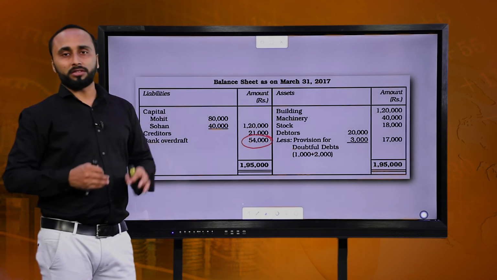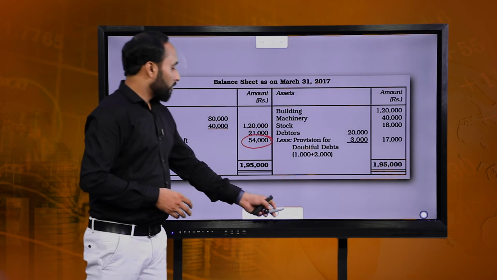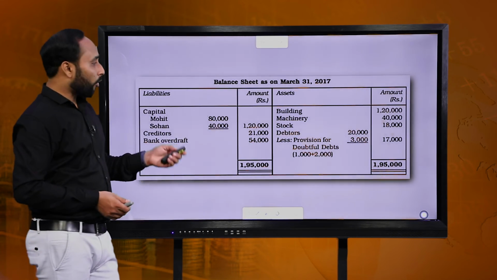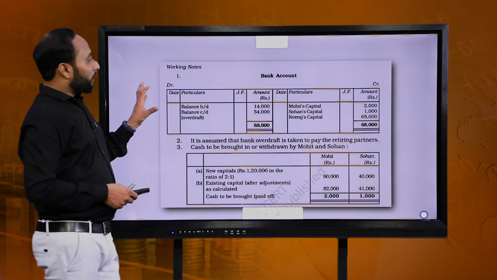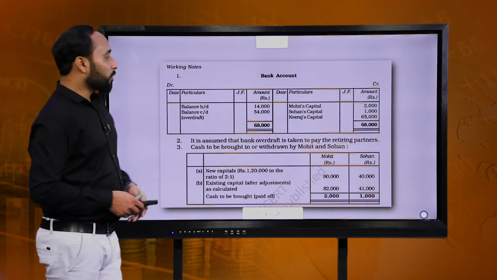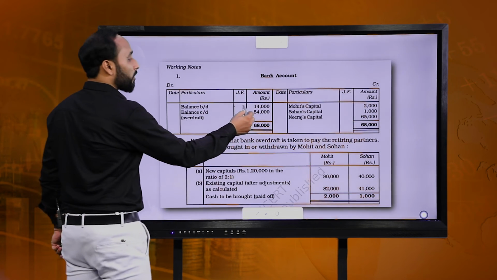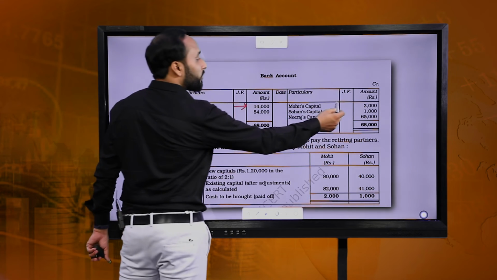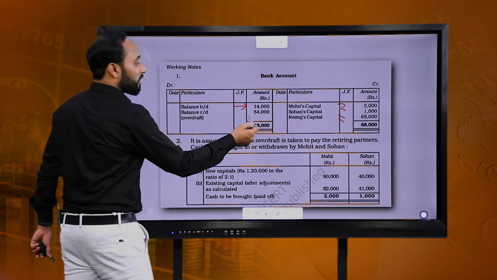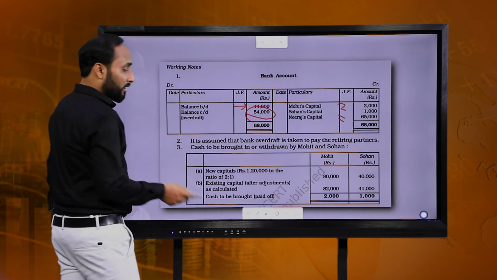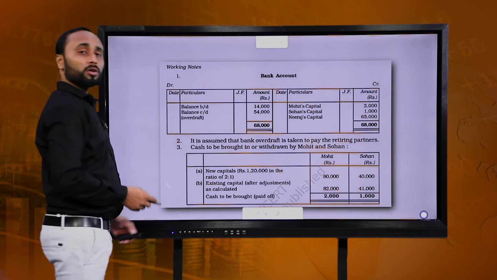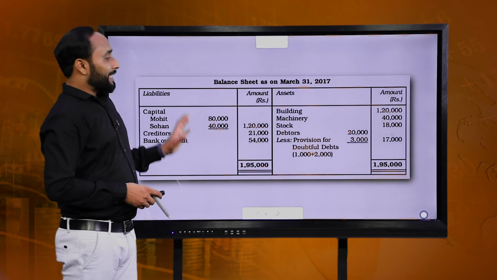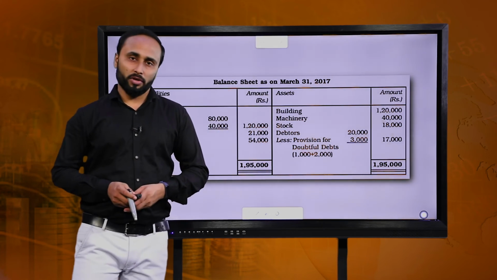That left us with an overdraft of 54,000, which we have also shown by way of preparing a bank account, where we've shown the balance of 14,000, we've shown all the withdrawals, and then we've shown the remaining balance, which is basically a credit balance, that is an overdraft. That completes the balance sheet for us.